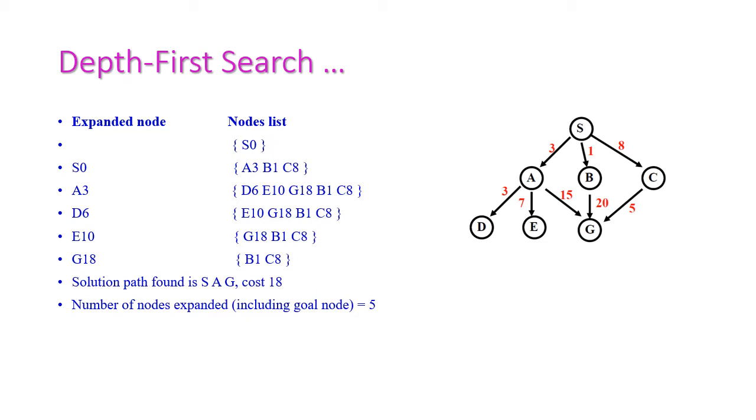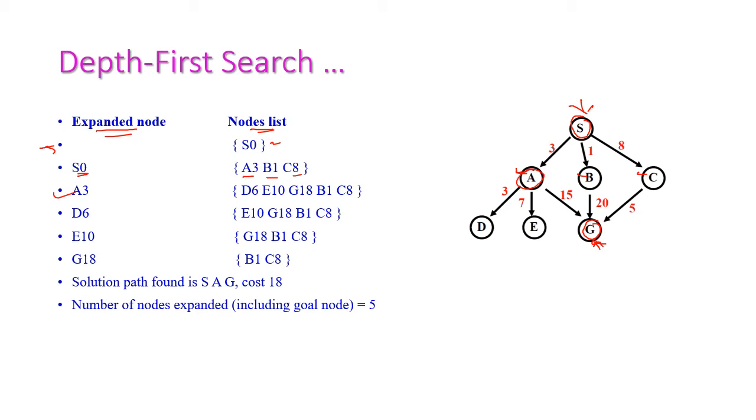Let us take another example for depth first search. Here this is the start node and this is our goal node. We need to search for the goal node in this search tree, and this is the expanded node and node list. Initially we have the start state, which should be visited first. From this we have 3 children: A3, B1 and C8. Whatever it may be, it will visit only A3 because this is the leftmost one.